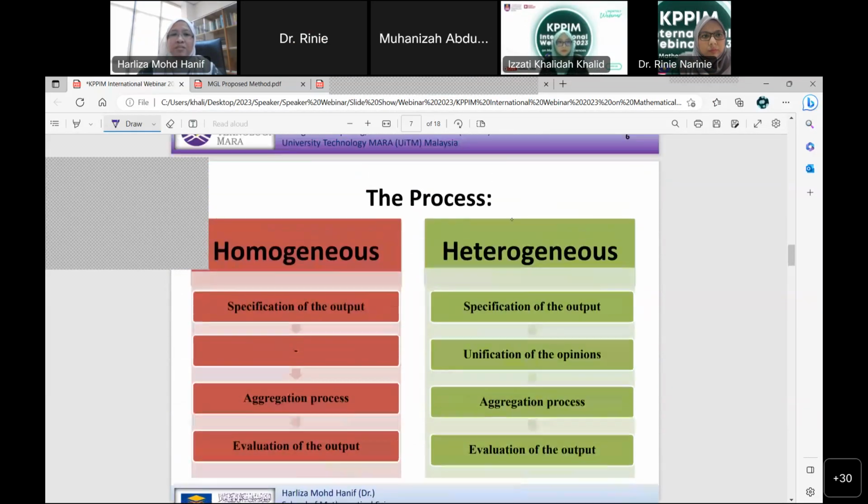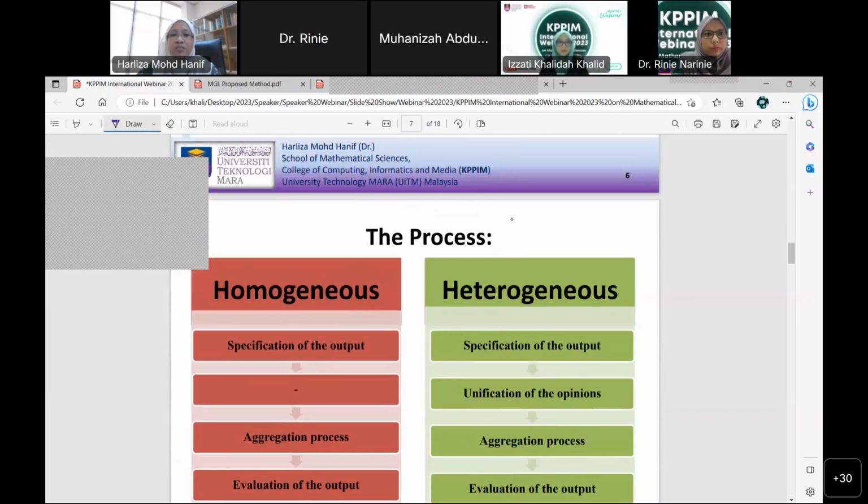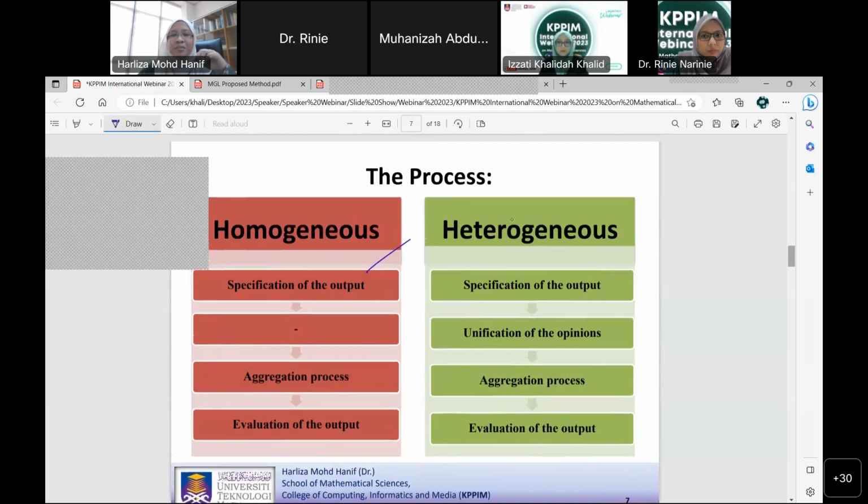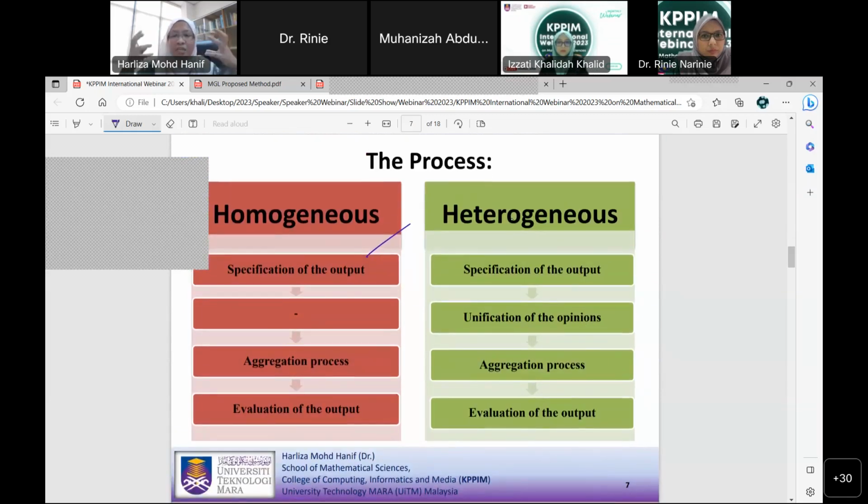So the difference between homogeneous is the part where the method allows only one single. We choose only a common, that's the word that I'm trying to say, a common linguistic term set for all the decision makers to evaluate each of the alternatives and the criteria. But as for heterogeneous, we give the flexibility to the decision maker. Why do we need to give the flexibility to the decision maker actually?